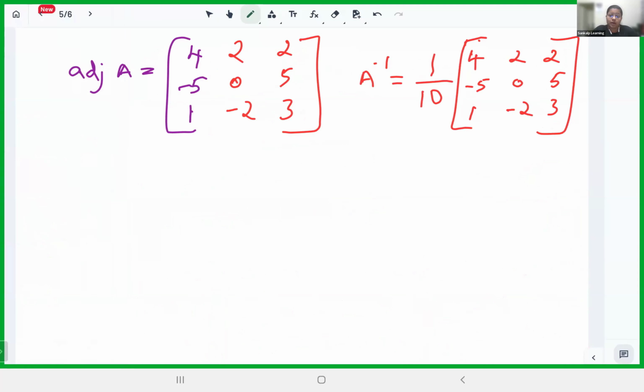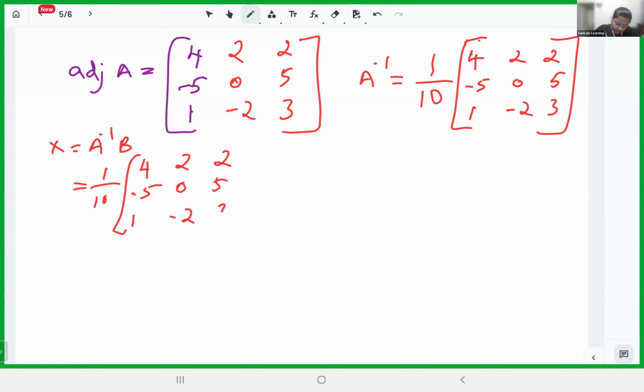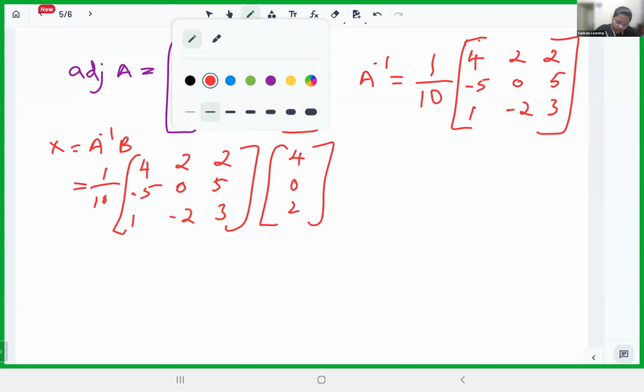Now what you have to do? X is equal to A inverse into B. So you have to multiply 1 by 10 into 4, 2, 2, minus 5, 0, 5, 1, minus 2, 3 into matrix B. What is matrix B? It is 4, 0, 2. Now, how will you do that?